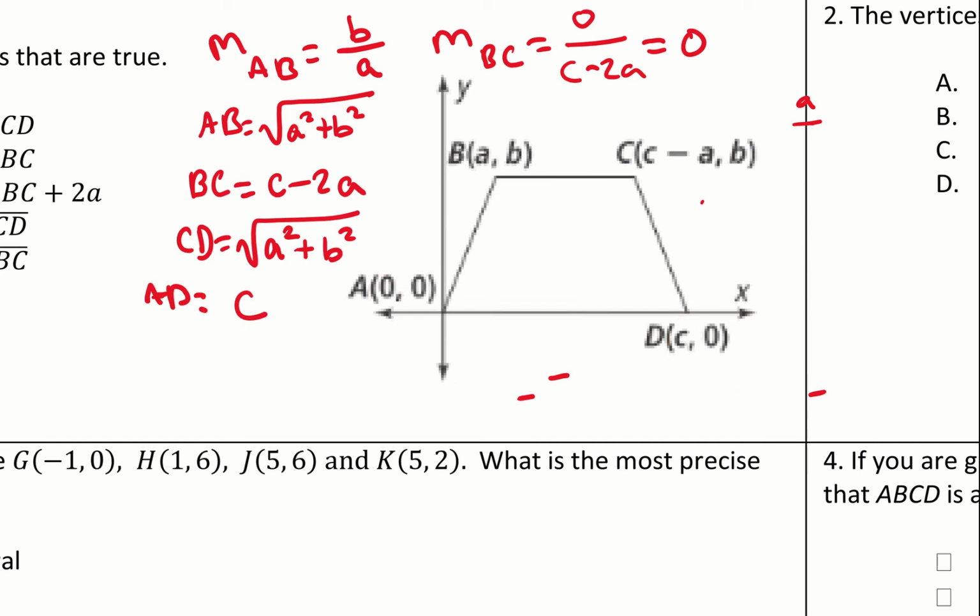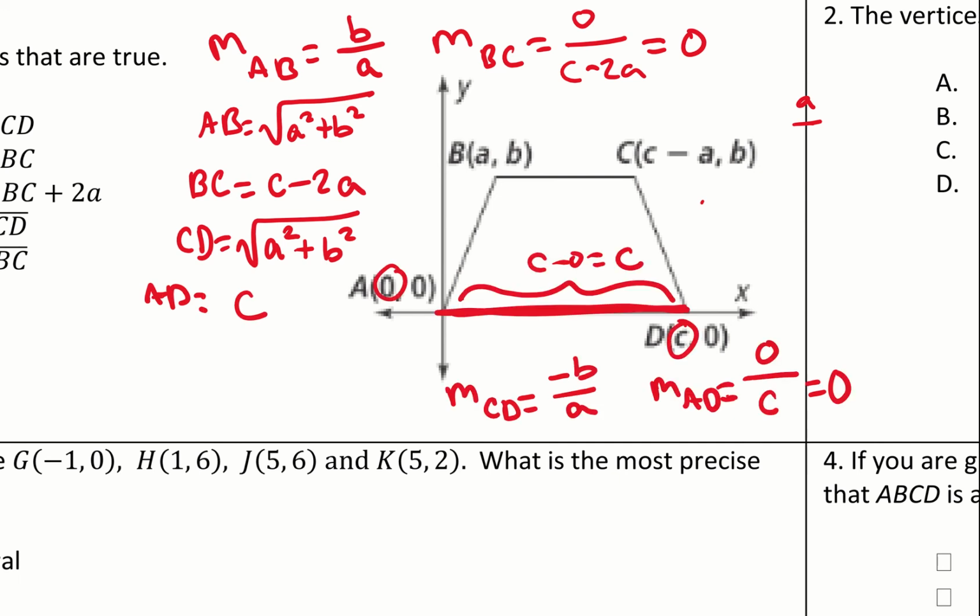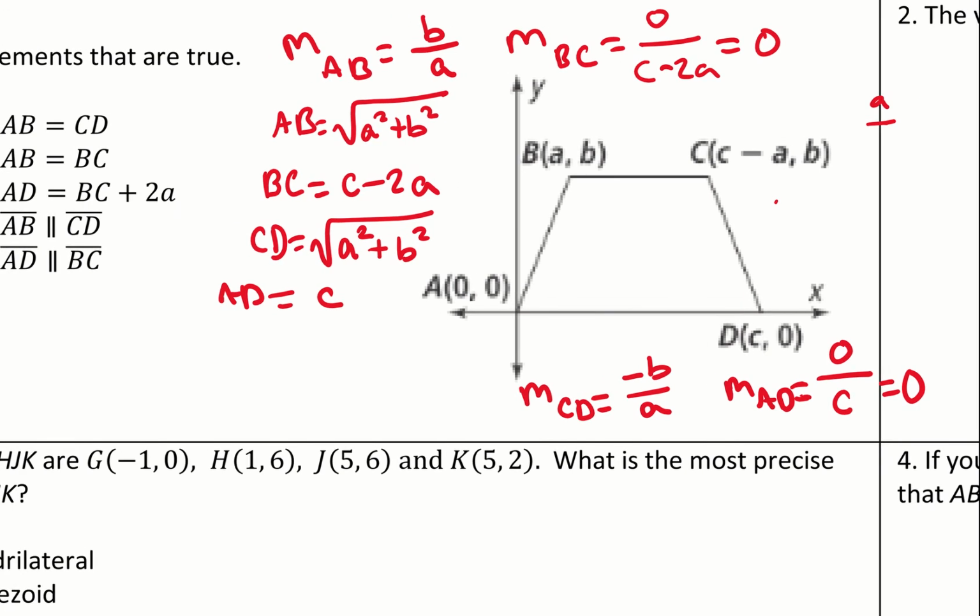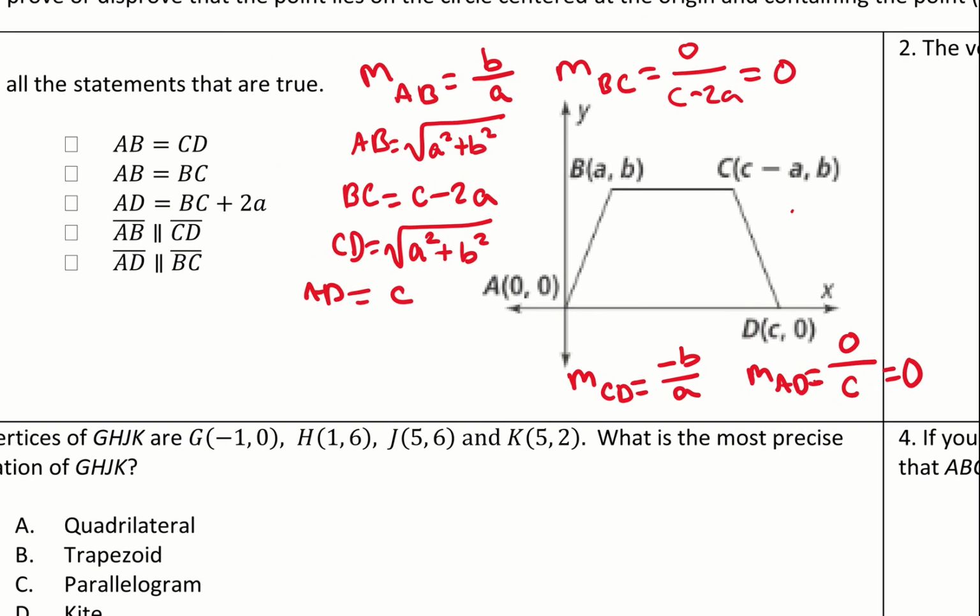Oops, I didn't mean to erase all that, so let's keep that. Okay, so AD was c, and we can get rid of this stuff. All right, so now let's go ahead and answer the questions. AB is equal to CD, is that true? AB is equal to CD, yes, that's true. So therefore, we will check that.